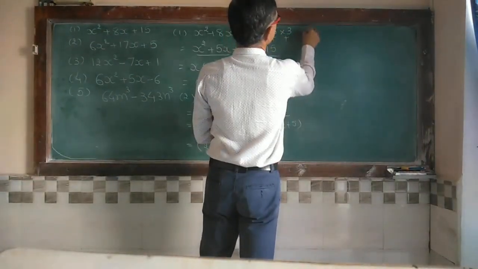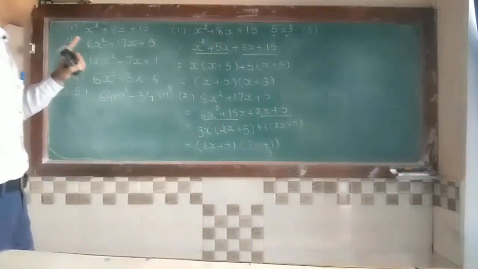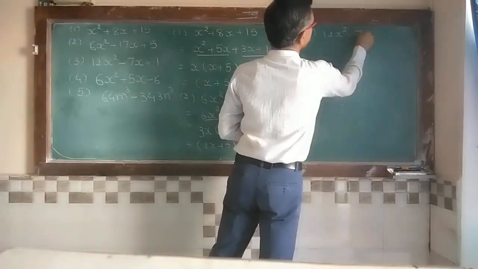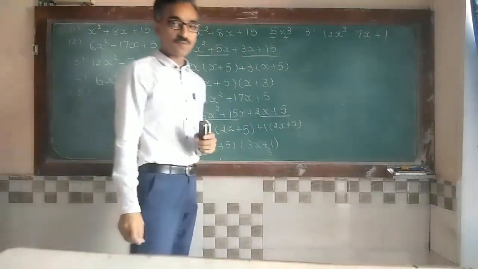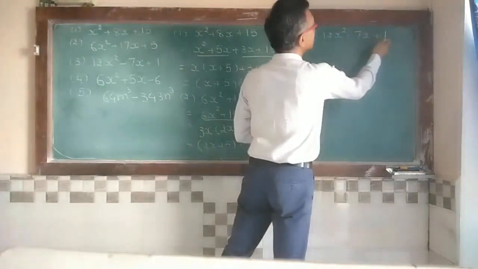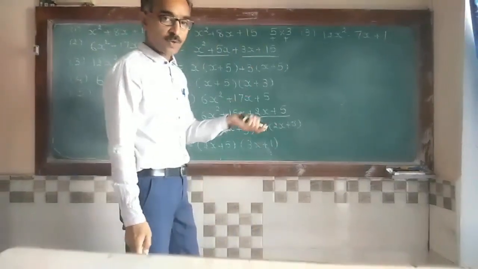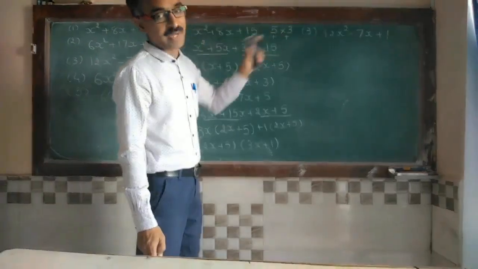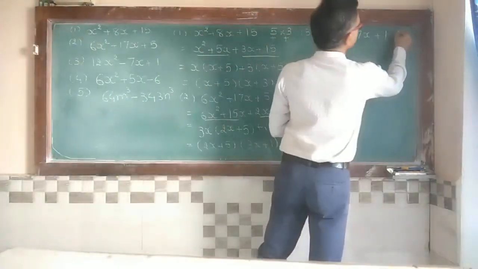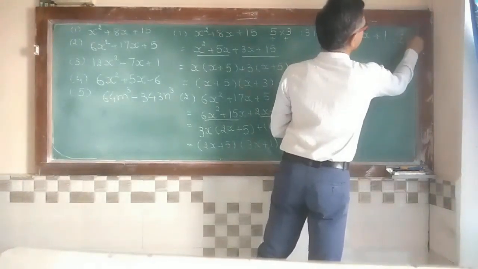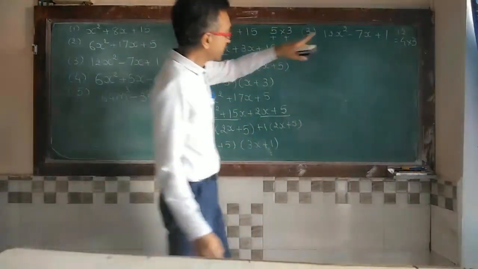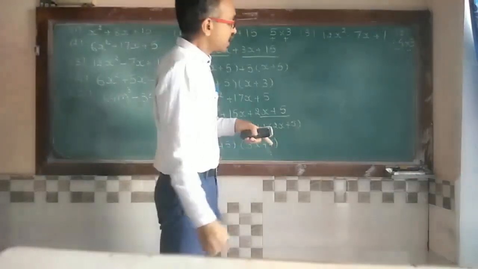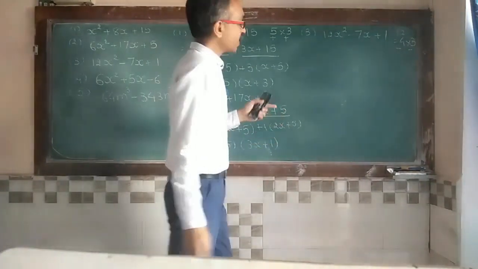Third one. See, 12x square minus 7x plus 1. Now see here, 12 into 1, that means 12. So you have to factorize 12 in this manner, so that the sum is always minus 7. Now see, 4 3s are 12. Here you have to take minus 7, that means minus 4 and minus 3. 4 is also minus, 3 is also minus.